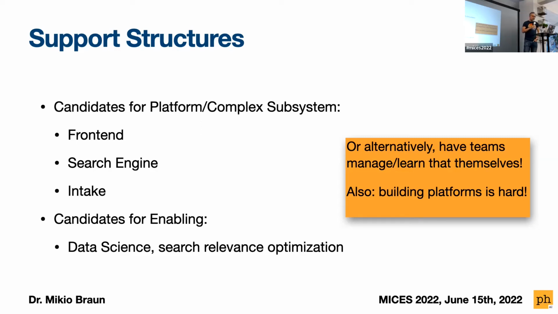And then candidates for enabling teams, I think, you can think about data science. You can have teams which have data science, but you could also say, let's have an internal consultancy that teaches other teams how to do data science. And I think the same for search relevance optimization, everything they need to know how to do that. And you can also just say, we don't do any support structures, the teams do that by themselves.